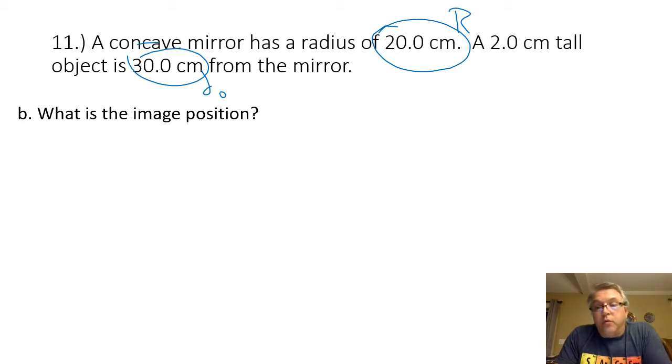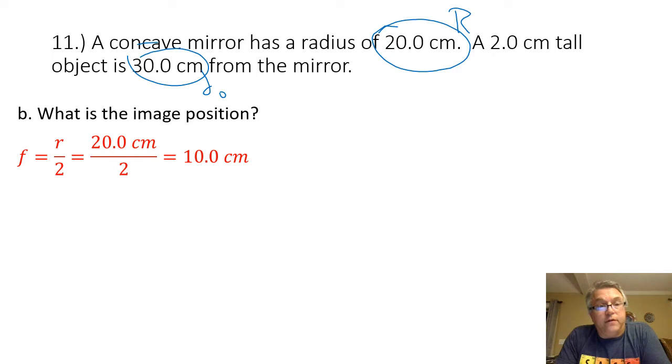The focal point, or the focal length, is halfway between the radius, or the center of curvature, and the mirror. So the focal length is half of my radius of curvature. So my focal length is going to be 20 centimeters divided by 2, which is going to be 10 centimeters.